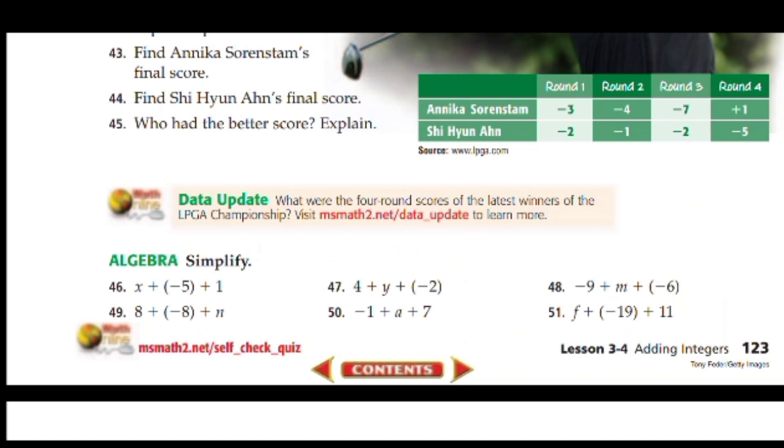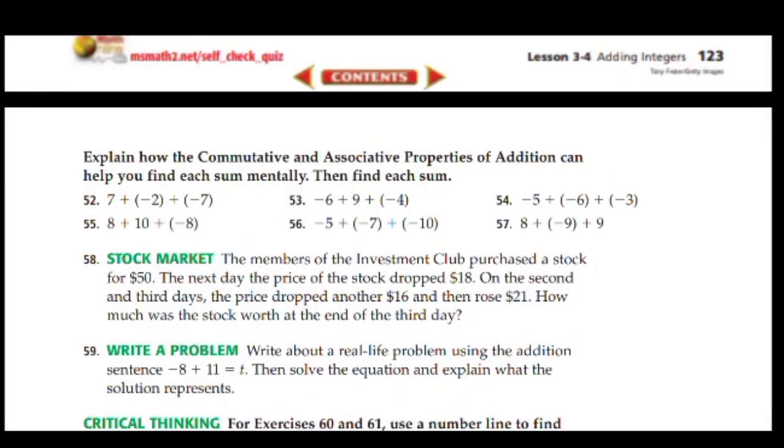51. f plus negative 19 plus 11. Explain how the commutative and associative properties of addition can help you find each sum mentally. Then find each sum.